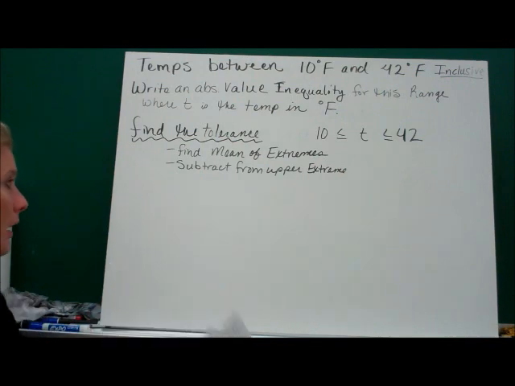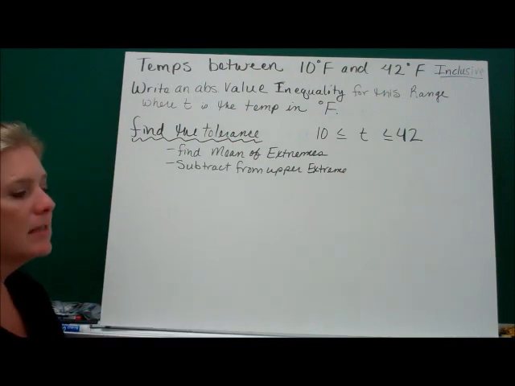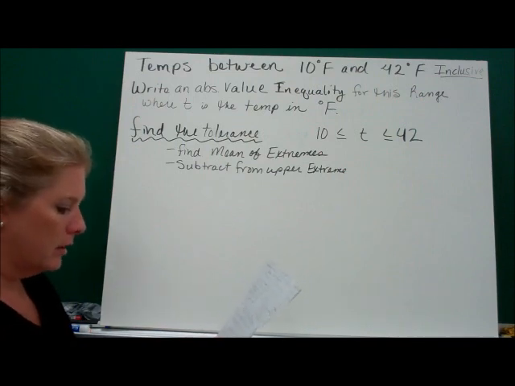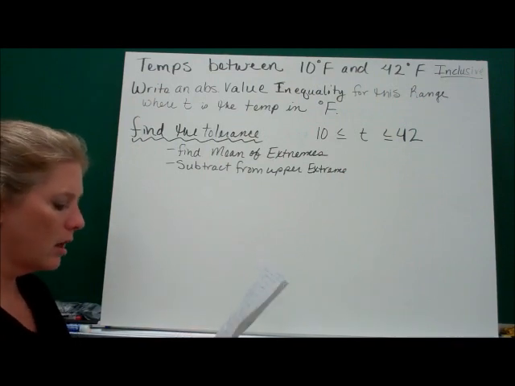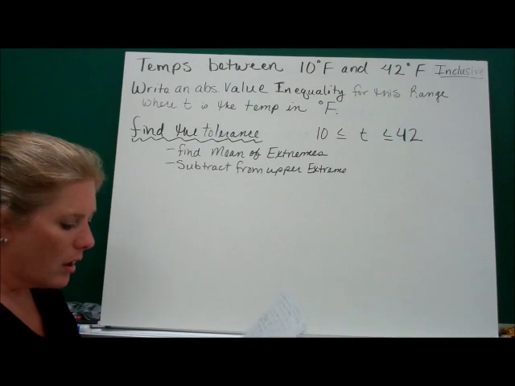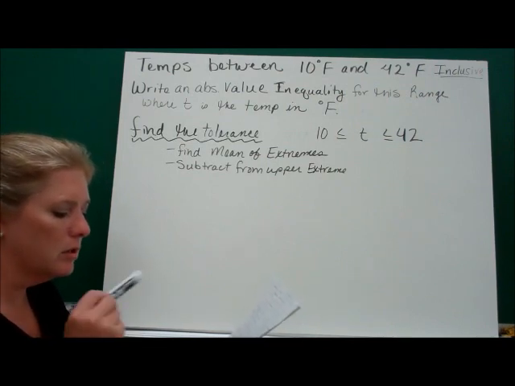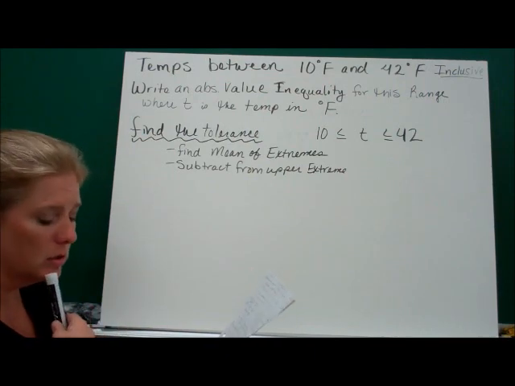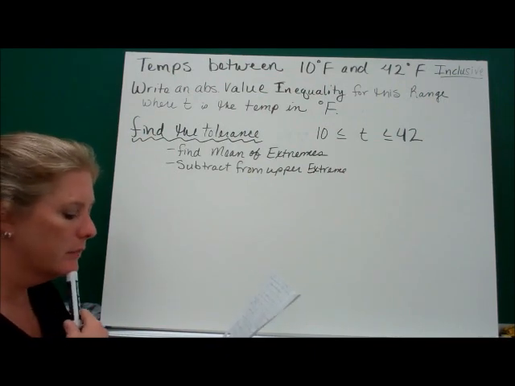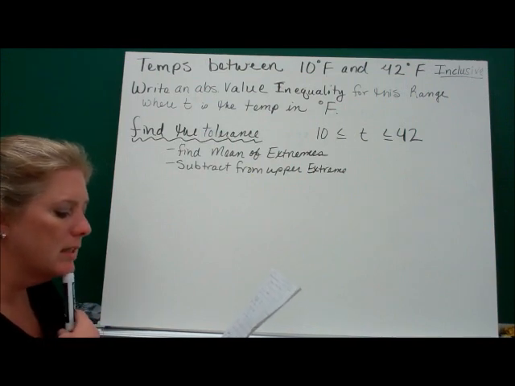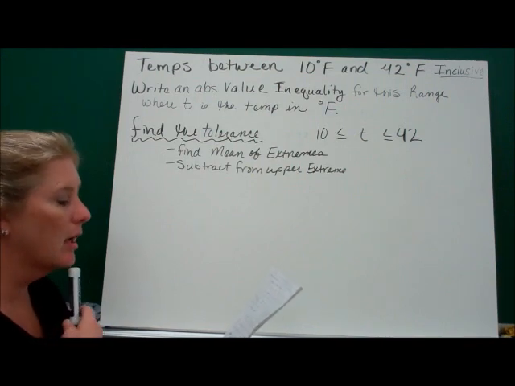Alright, another problem. This time we're kind of working in reverse. Okay, you have found that your new winter coat is comfortable to wear out when the temperatures are between 10 degrees Fahrenheit and 42 degrees Fahrenheit. Inclusive, meaning including those degrees. Write an absolute value inequality for this range where T is the temperature in degrees Fahrenheit.